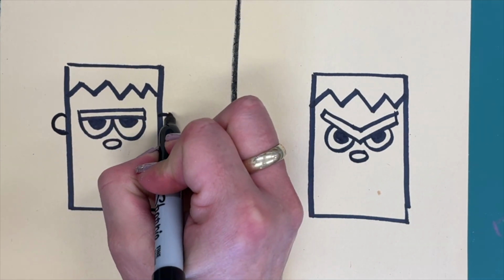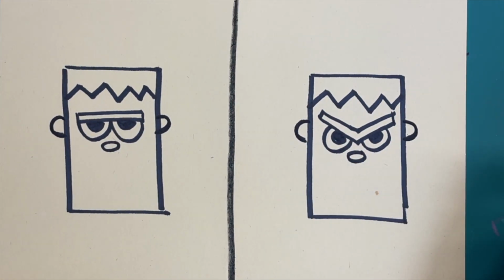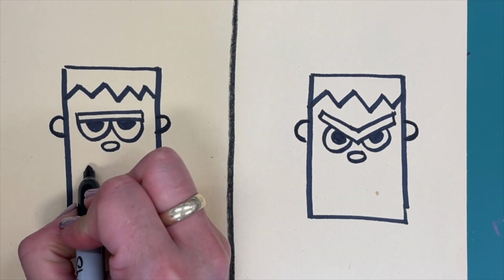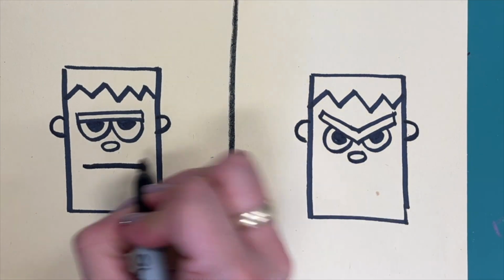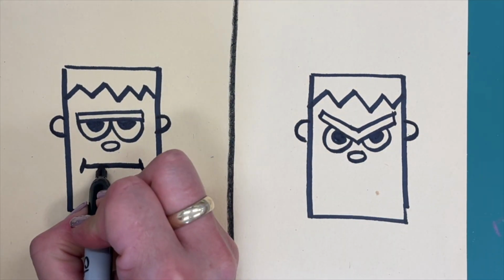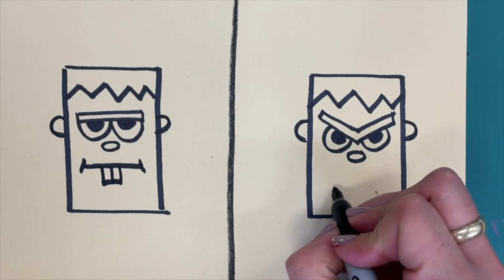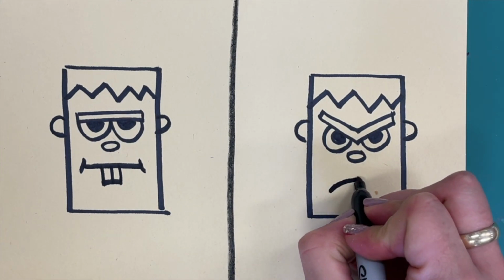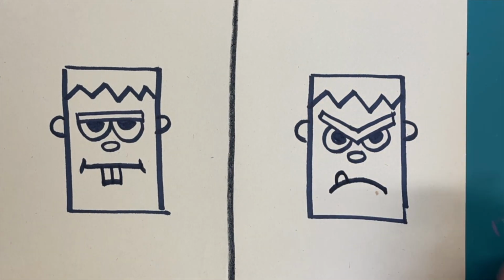Because the next thing we're going to do is our mouth. So this guy's just gonna have a straight across mouth, which is kind of like ho-hum, and 2 teeth sticking out. This guy's mad. So he's gonna have a frown. 1 tooth sticking out. And I like to give him those little cheek lines there.